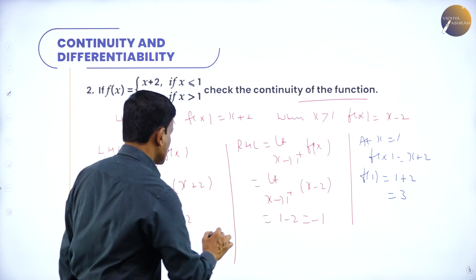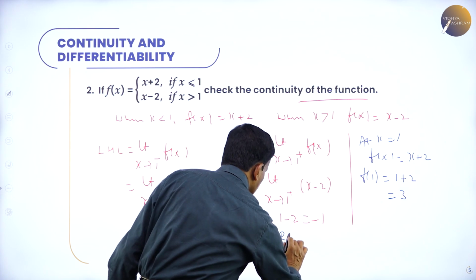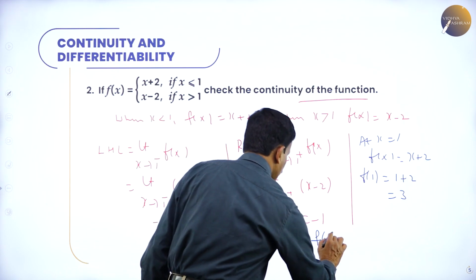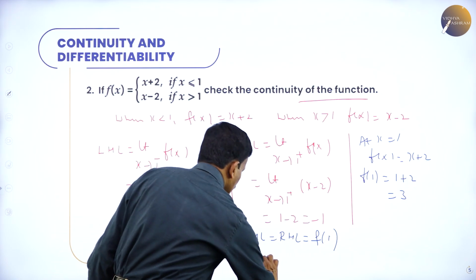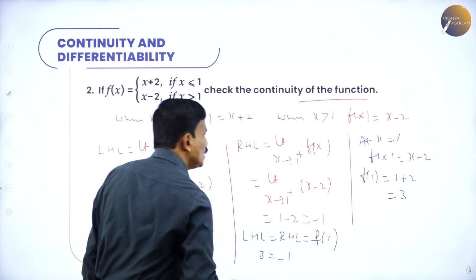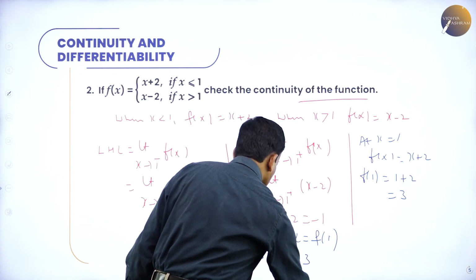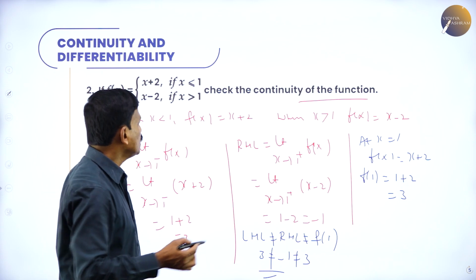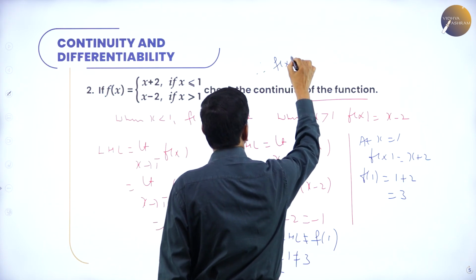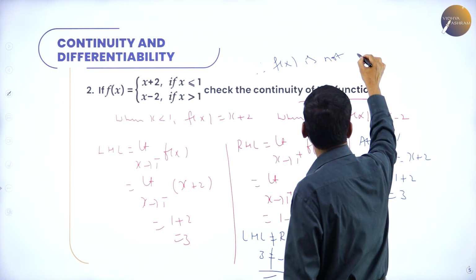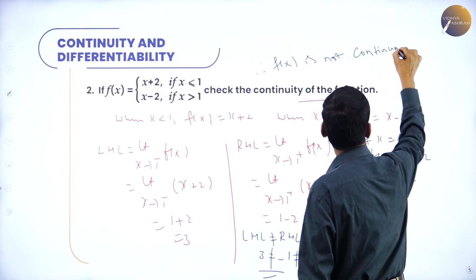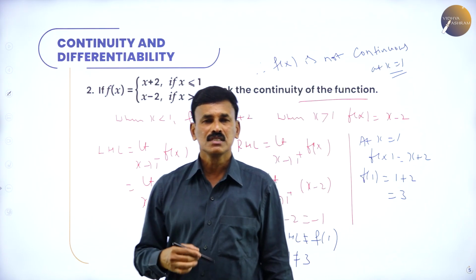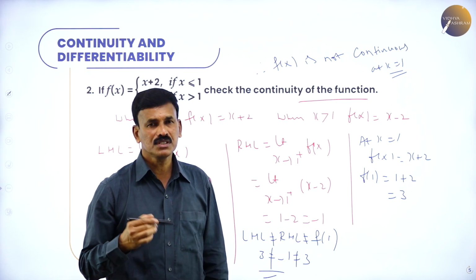Now, what do you say from this? For continuity, left hand limit must be equal to right hand limit, which must be equal to the functional value f of 1. We have the left hand limit as 3 and the right hand limit as minus 1 and the functional value is equal to 3. They are not equal. Therefore, f of x is not continuous at x is equal to 1. This is a discontinuous function. That's it. This is how we are going to verify the continuity for the given function.